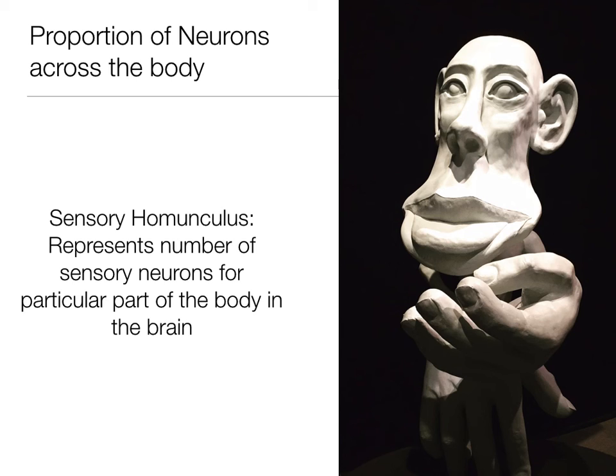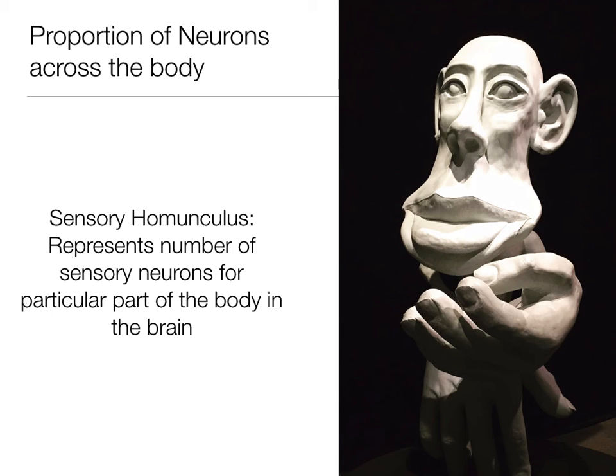So again, these homunculi give us a graphical representation of how these neurons are denser in some areas than they are in other areas. This is a sensory homunculus. You could Google it. There's also a motor homunculus, which would have similar kinds of distortions to show you, again, where there's more motor neurons and where there's less. And think about it.